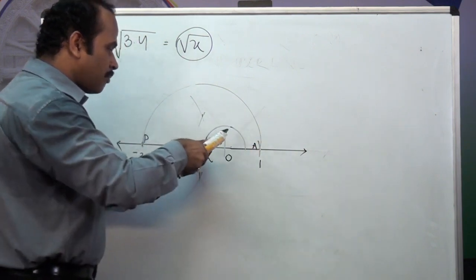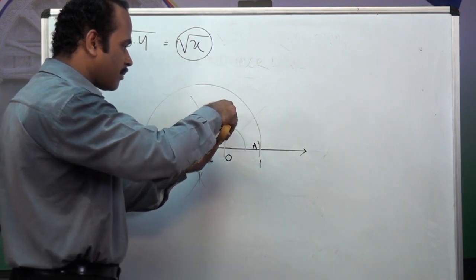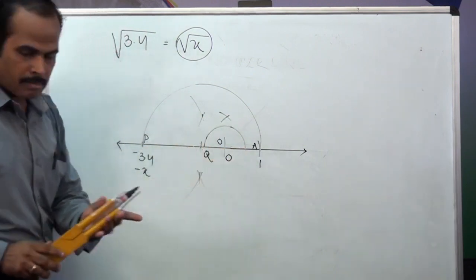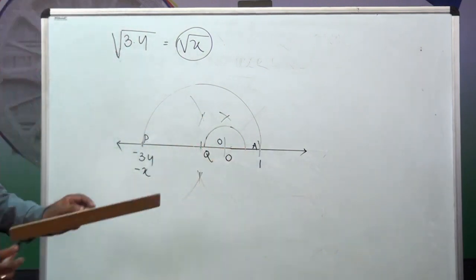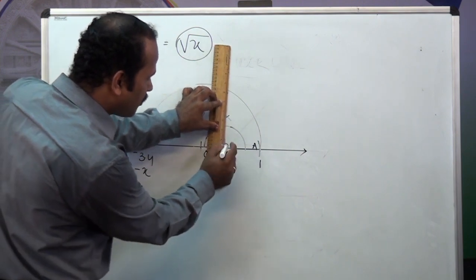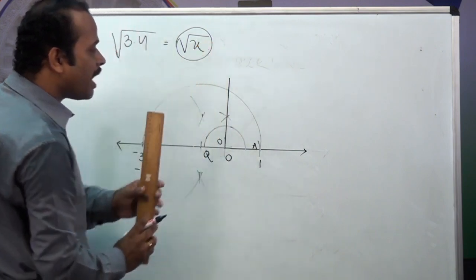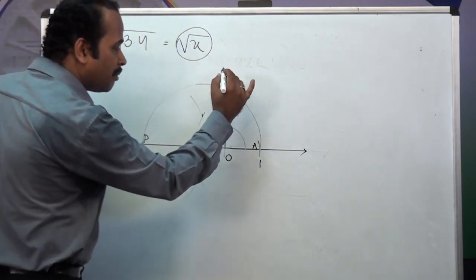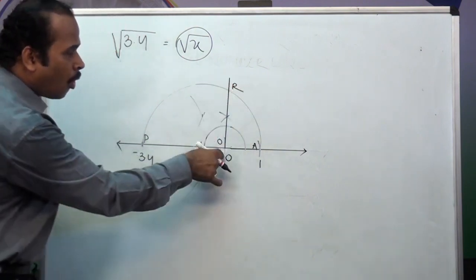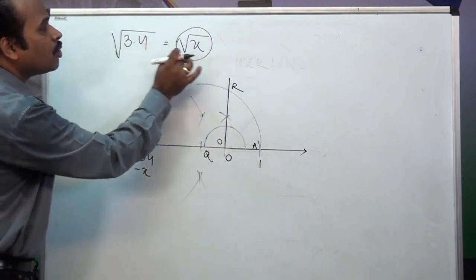To construct a perpendicular here, let me bisect this 180 degrees. Then let me join from O to this perpendicular and produce it. The point where it cuts the semicircle, let me name as R. Now OR is the distance which represents root x.